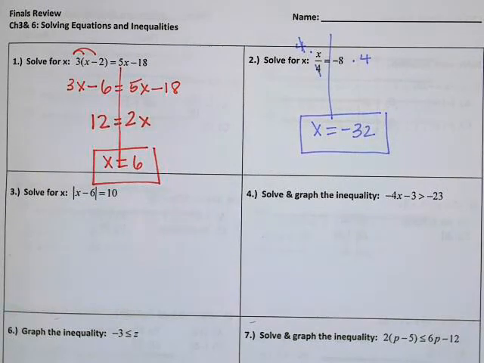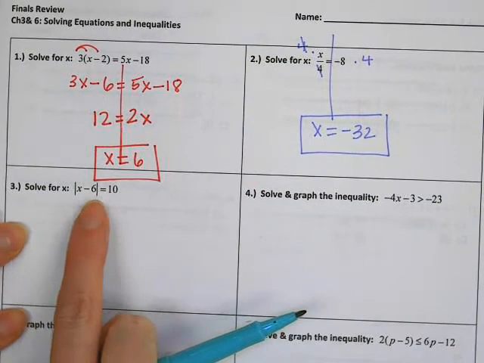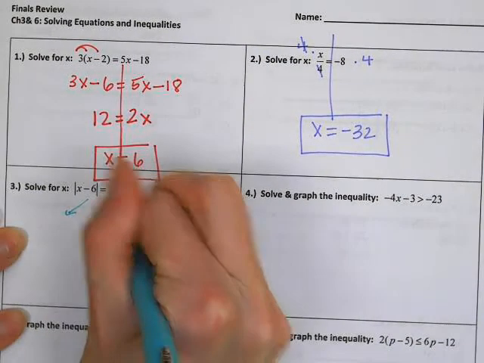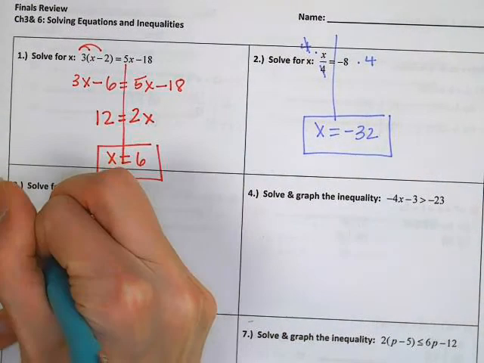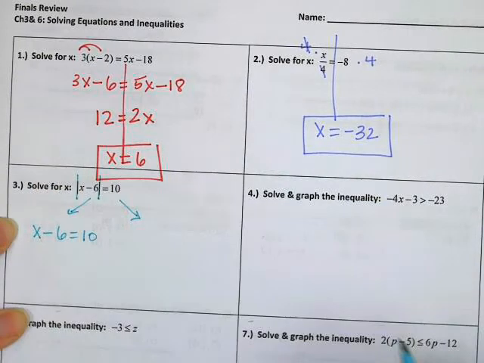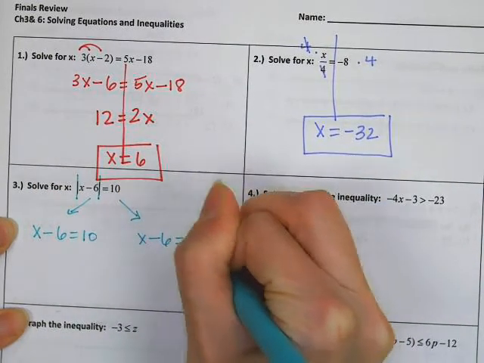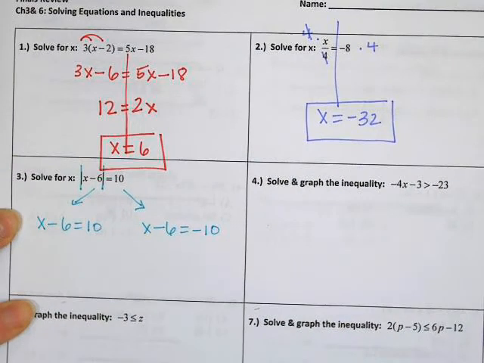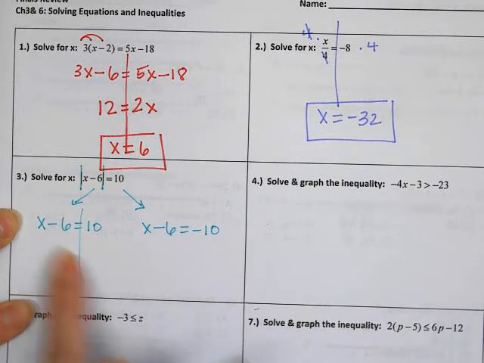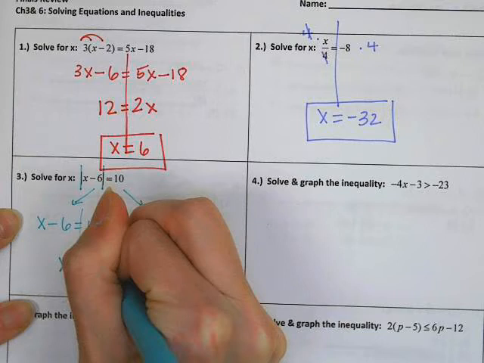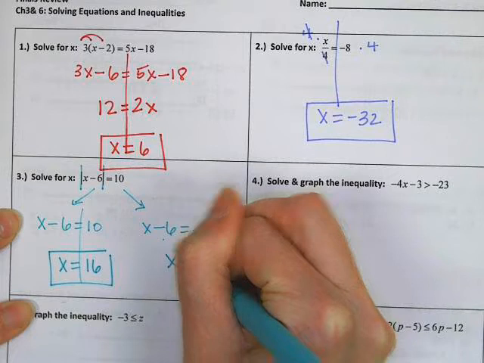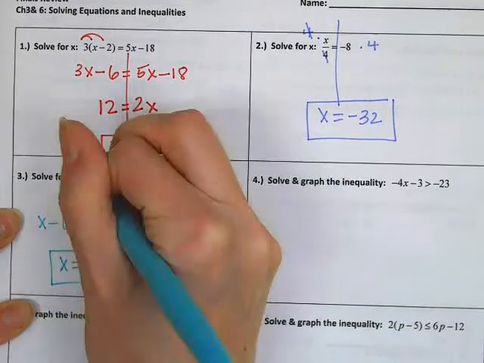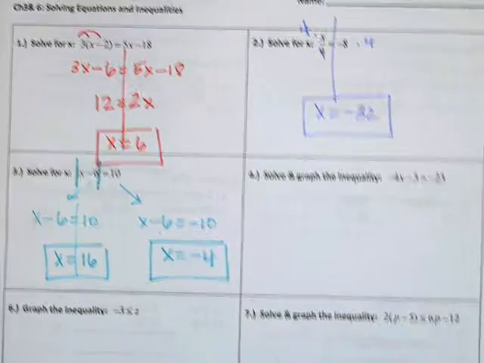Now, absolute value. For these, you guys have to remember to set up 2 equations because absolute value gives you 2 answers. One of them you set equal to positive 10. The other one you set equal to negative 10. And then solve them both. To undo minus 6, you add 6. So this one will be 16. And if you add 6 to this side, negative 10 plus 6 is negative 4. So for these absolute value ones, you guys will get 2 answers.